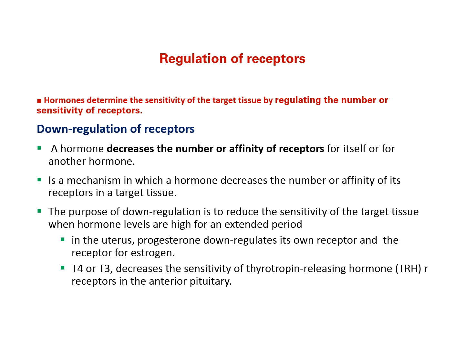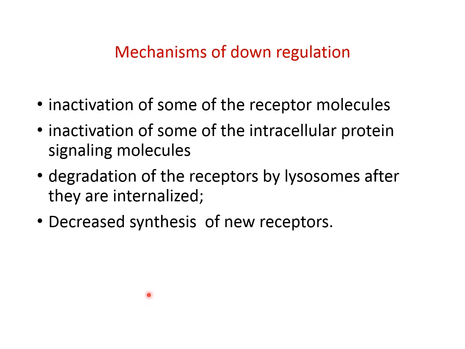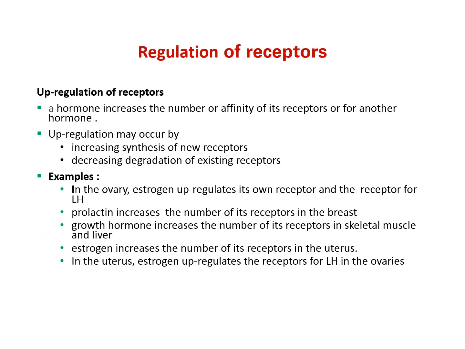The proposed mechanism of downregulation could be due to an inactivation of some of the intracellular protein signaling molecules like cyclic AMP, for example, degradation of receptors by lysosome after their internalization once they bind with the hormone, or it could be caused by a decrease in the synthesis of new receptors.